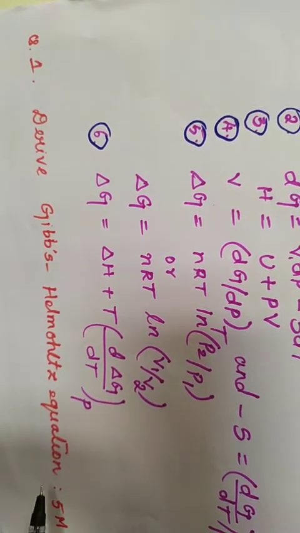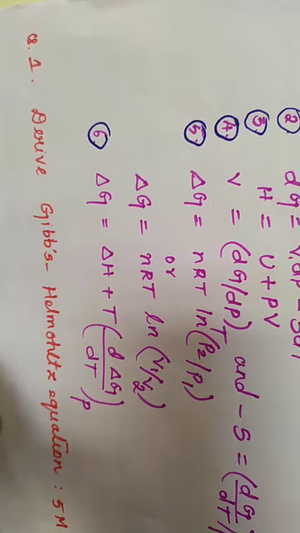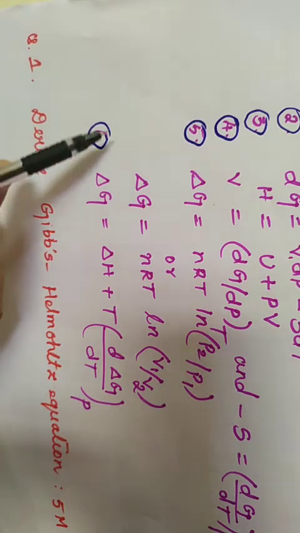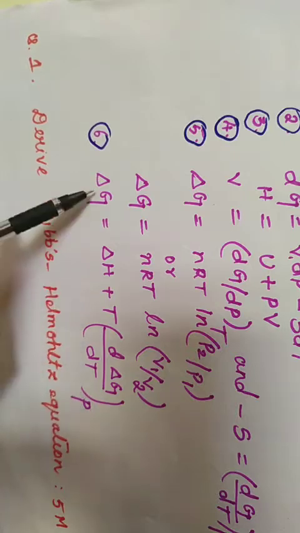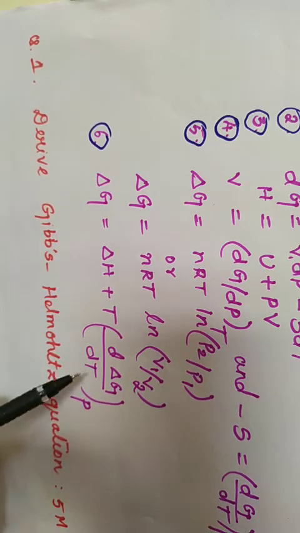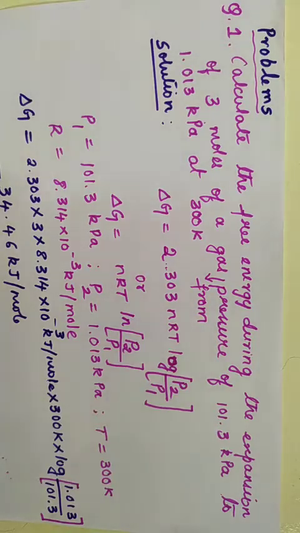Now this will be an important question, repeatedly asked in the examination: Derive the Gibbs-Helmholtz equation, for a 5 marks question. So you have to derive the sixth form of the Gibbs-Helmholtz equation, which has been shown to you in the video. Now let us solve a few problems based on the Gibbs free energy.